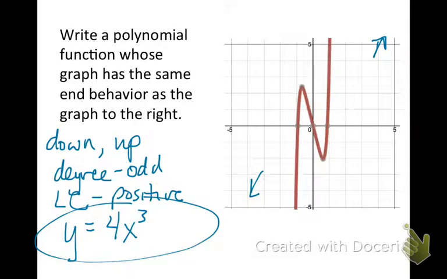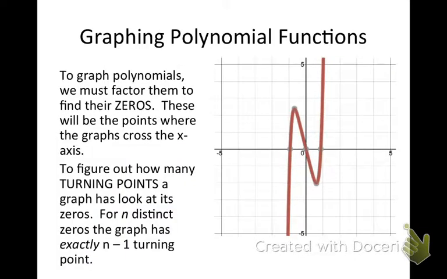So that graph would have the same end behavior as the graph on the right. We're going to move into graphing polynomial functions now. To graph polynomials, we're going to factor them, which we covered in section 16a, to find the zeros. That's where they cross the x-axis. These will be the points called the x-intercepts.